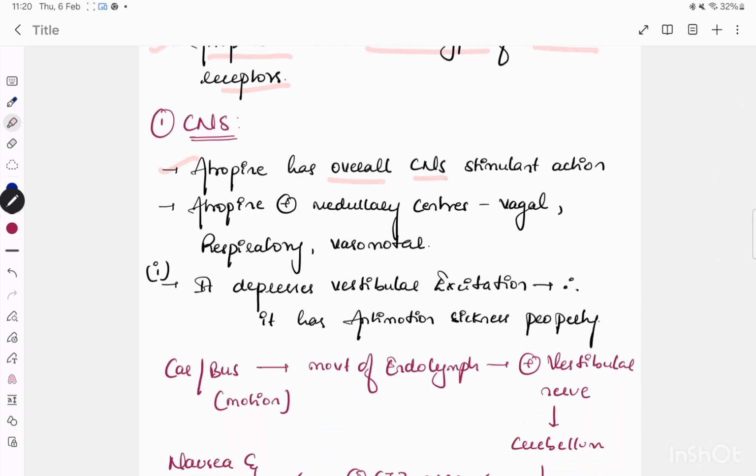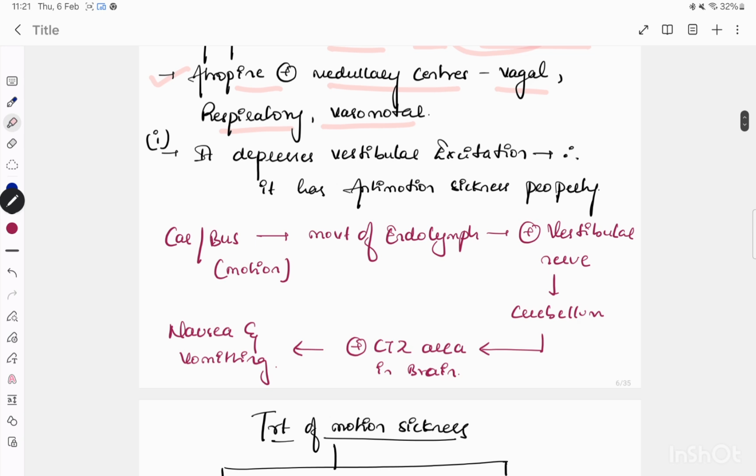Atropine has an overall CNS stimulant action. So what all does it stimulate? It stimulates your medullary centers: vagal, respiratory, and vasomotor centers. But it depresses one thing, and that is vestibular excitation. See, atropine depresses vestibular excitation, therefore it has an anti-motion sickness property.